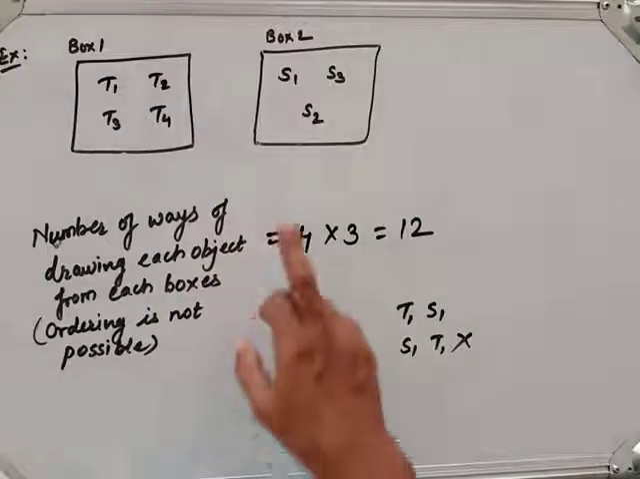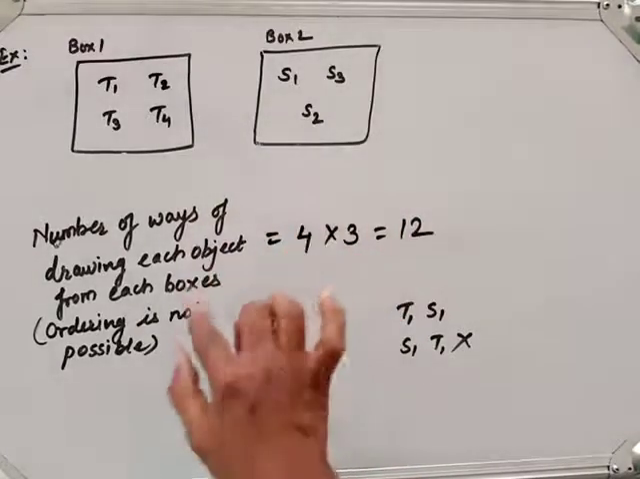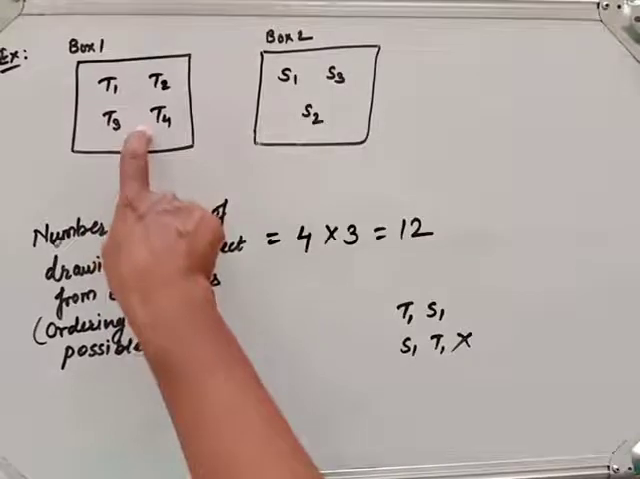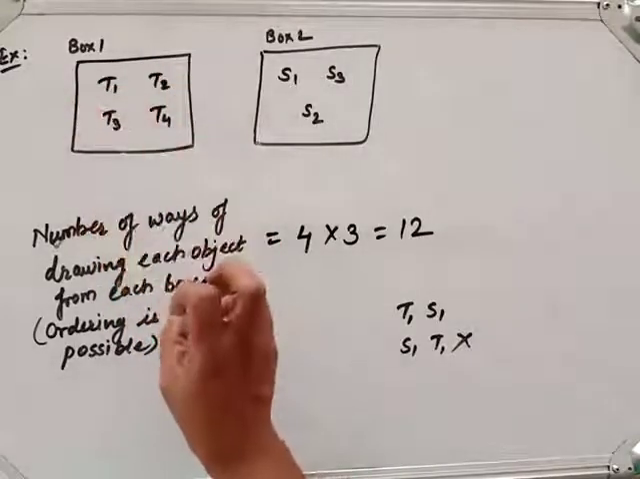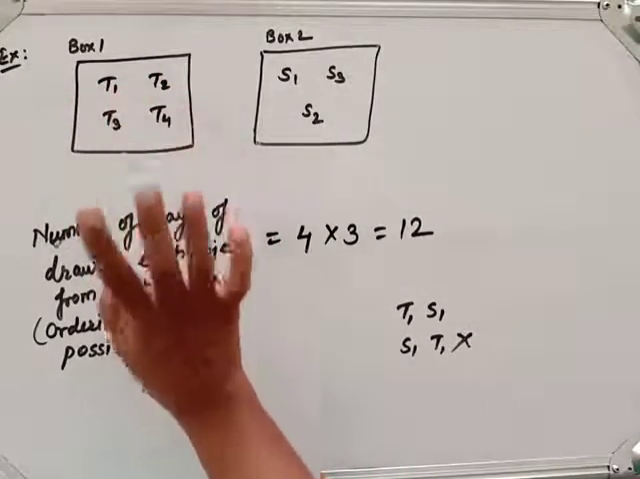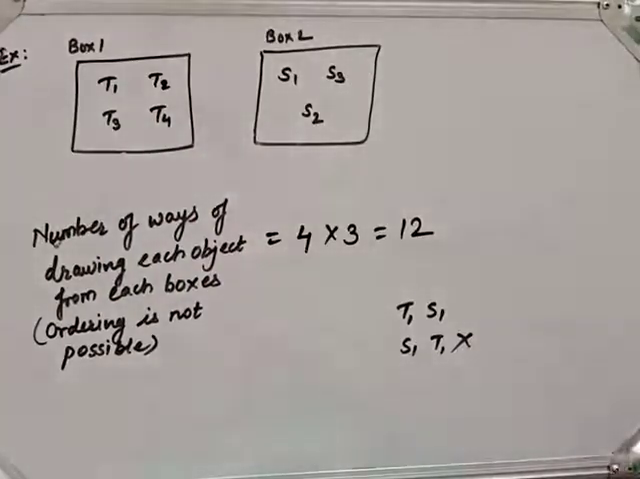Here the ordering is not possible, while in the previous example, when there is only one box and we have to draw 2 objects from it, the ordering is possible. You should mention and remember that here.